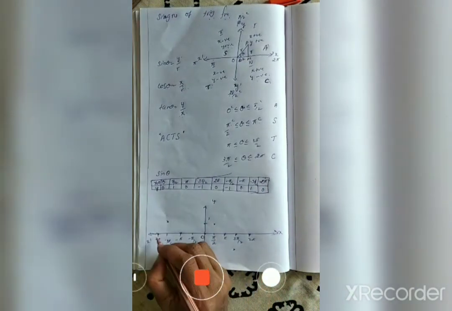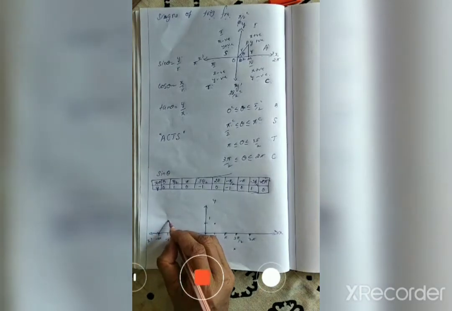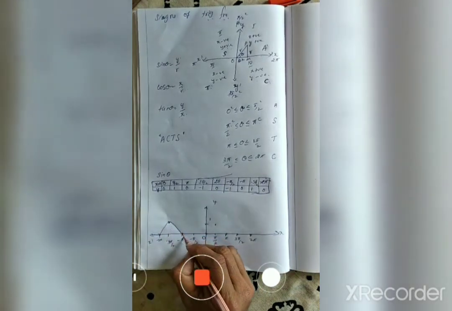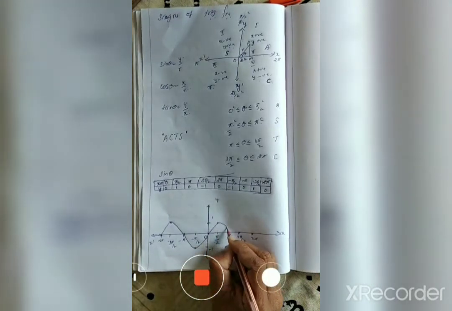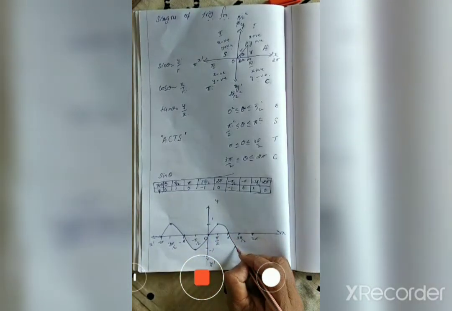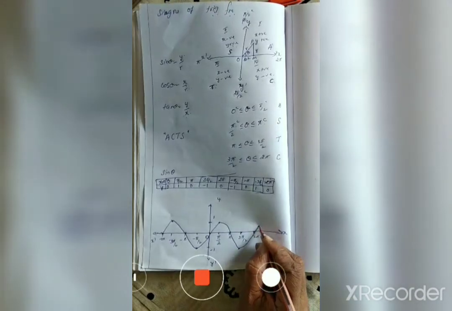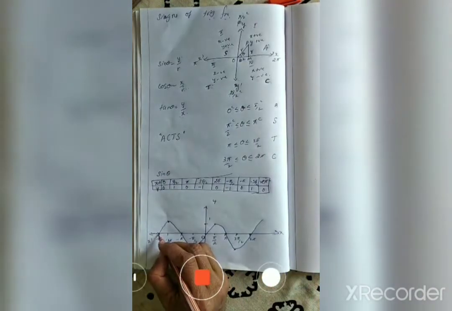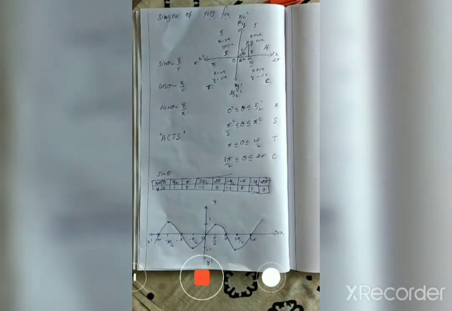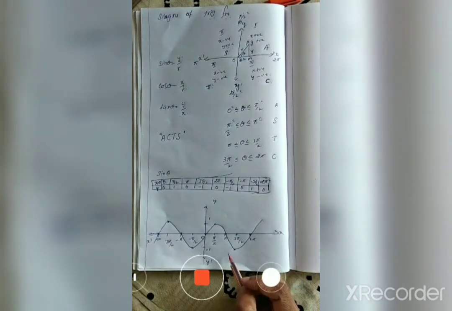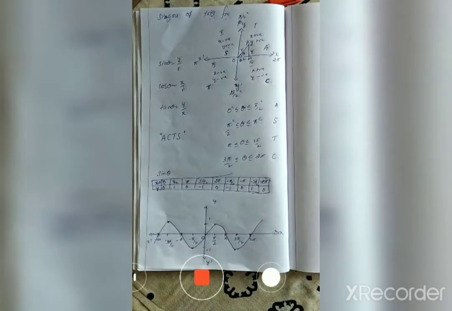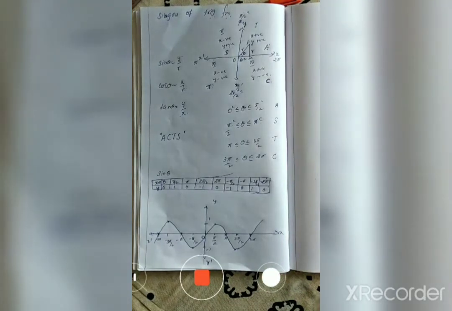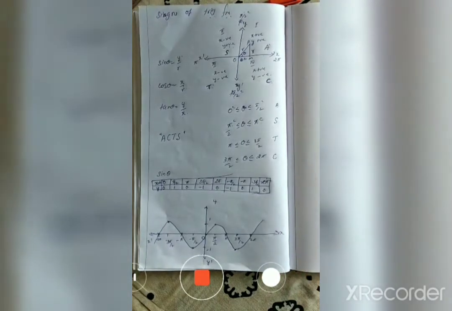If you plot the graph, join the points. You will get a smooth curve like this. This is the graph of sine function. I hope the students understood this.